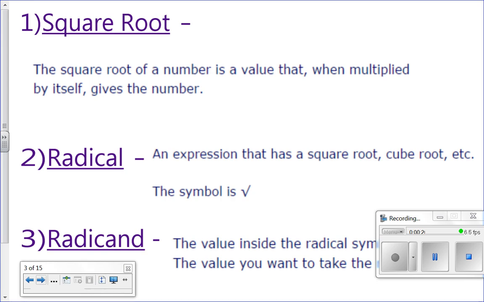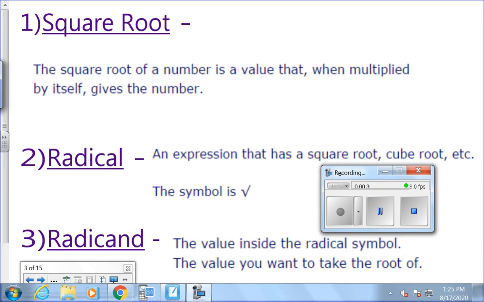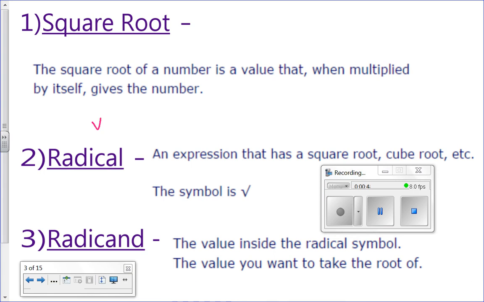All right, just a couple vocab words to start the day. Go ahead and write this down in your notebook. Square root. The square root of a number is a value that when multiplied by itself gives the number. So you've all done square roots since middle school, right? Let's say we're taking the square root of 4. We're looking for the value that when multiplied by itself gives 4. So it's 2, because 2 times 2 would be 4.